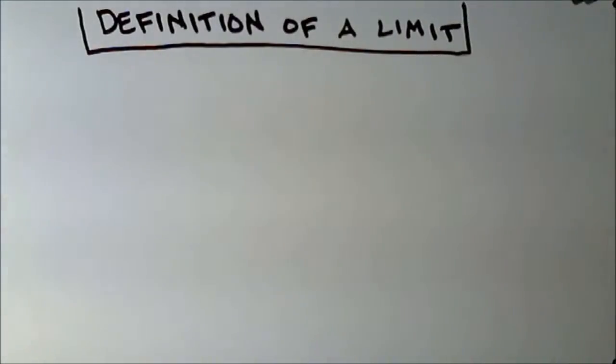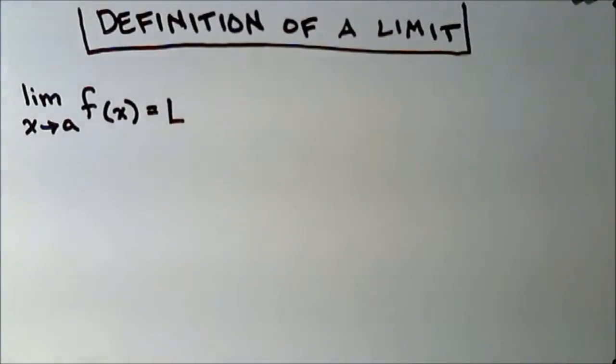In calculus, we are interested in the values of a function f of x when x gets really close to some number a, but not necessarily equal to a. Symbolically, we write this as the limit of f of x as x approaches a equals L. But what does this mean?